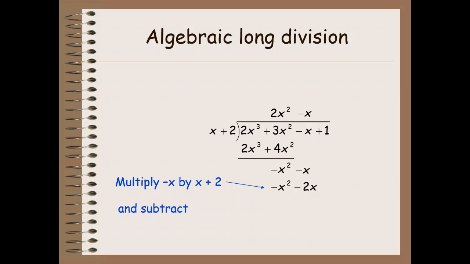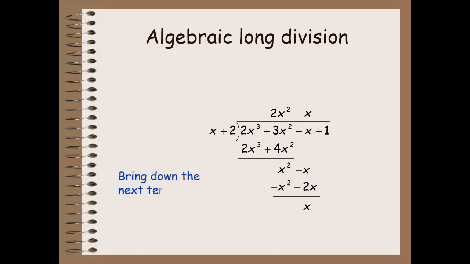And then I subtract again. I will end up with a positive x. I'm subtracting, so it is negative x minus negative 2x. That minus negative 2x will turn to a plus 2x. So negative x plus 2x is a positive x. And then I'll bring the 1 down to the next term.